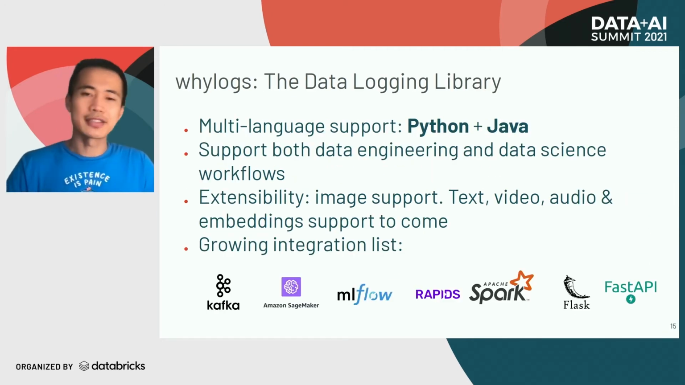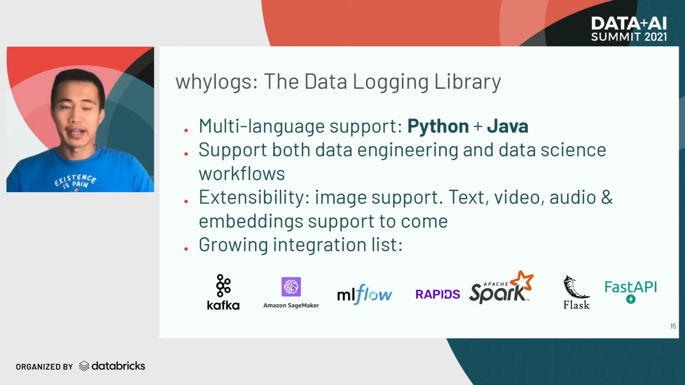So why whylogs? Whylogs aims to be the data logging library. What we mean by that is that we want to build it for both data engineering and data science workflows. Therefore, out of the box, we support Python and Java with a single common underlying format, so that you can run data collection in Java and analysis in Python, where you have Jupyter notebooks, for example, and the analysis tooling frameworks are much more extensive.